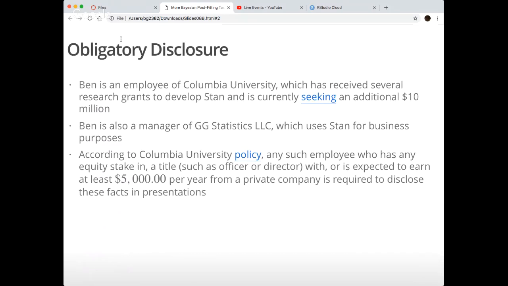Columbia is seeking grants, developing Stan, using Stan outside of Columbia, creating grants with a conflict of interest.